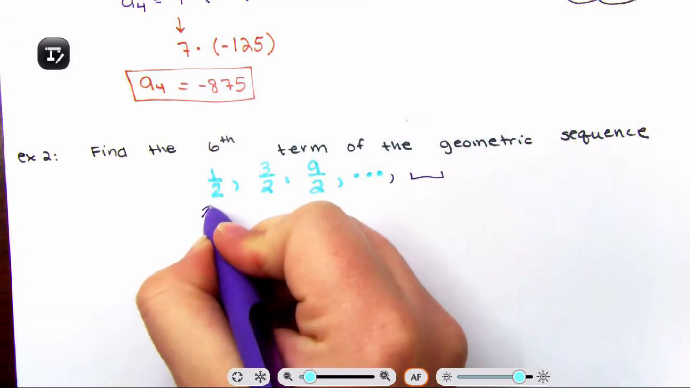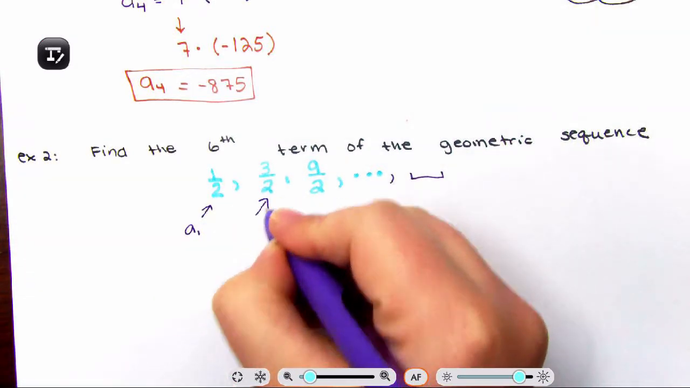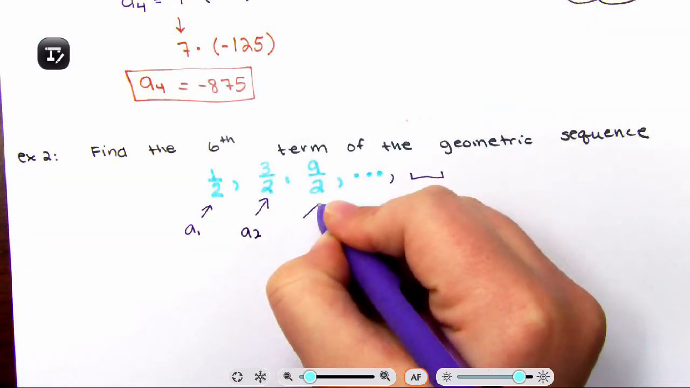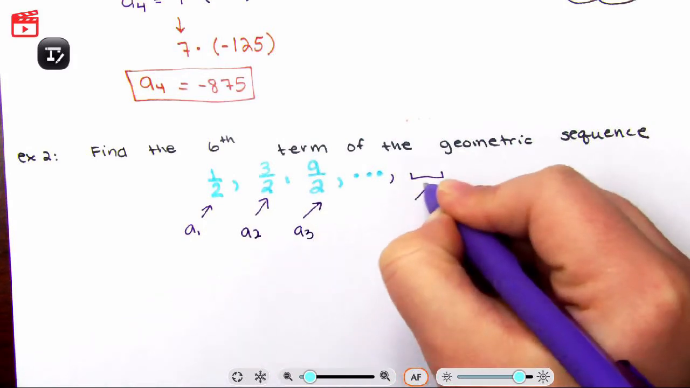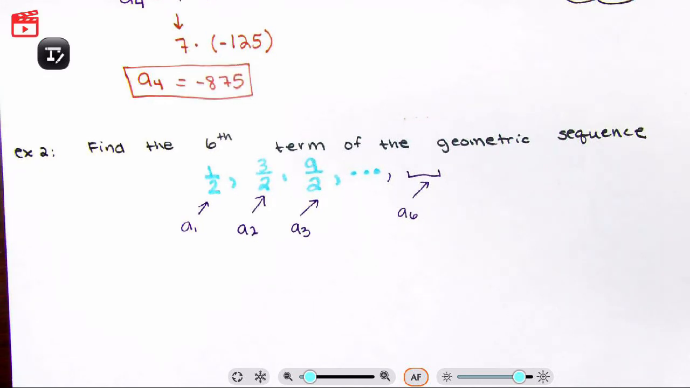So this is my a sub 1, my number in the 1st position. This is my a sub 2, the number in the 2nd position, then the 3rd position, and they want to know what the number is in the 6th position. So we can find out the pattern and continue doing it. Again, on the test or quiz, I'm not going to give you something in the 6th or 4th position. I'm going to give you something in the 24th position, something a little bit more challenging.